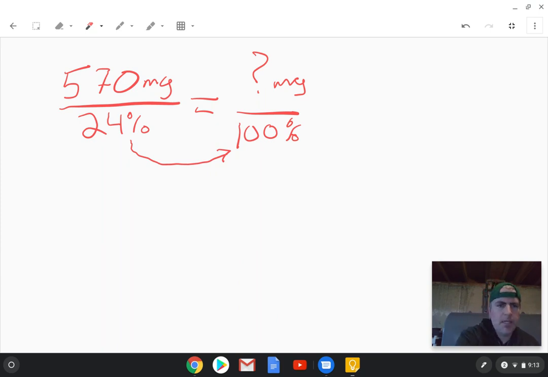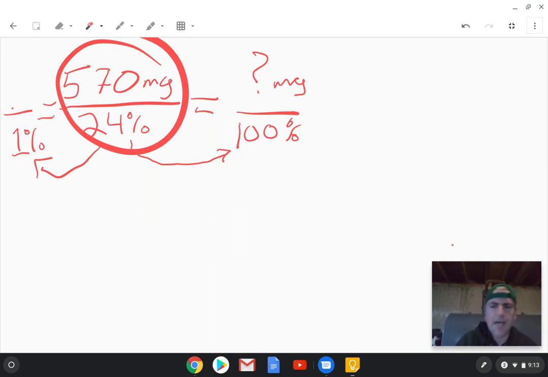But the easiest way to go about this really is over here. We're going to find out not what 100% is, but what 1% is. We find out how many milligrams are in 1%. That's a simple calculation to go from 24 to 1. That's just dividing by 24. Remember, with fractions or ratios, we can just divide. If we know what 24% is, we just divide by 24, and we can find out what 1% is. So that's the easiest route to take.